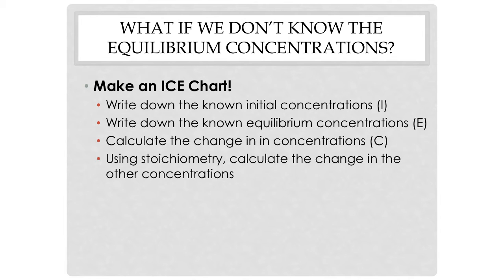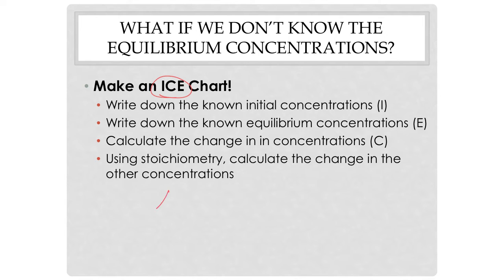All right, now in our next example, we are going to be set up a little bit differently. We are going to know some of the initial concentrations and not the equilibrium concentrations. So it's very important to note that only the equilibrium concentrations can get plugged into the K expression, because the K expression is the equilibrium expression. So only equilibrium concentrations can get plugged in. So if we only have initials, we can make an ICE chart.